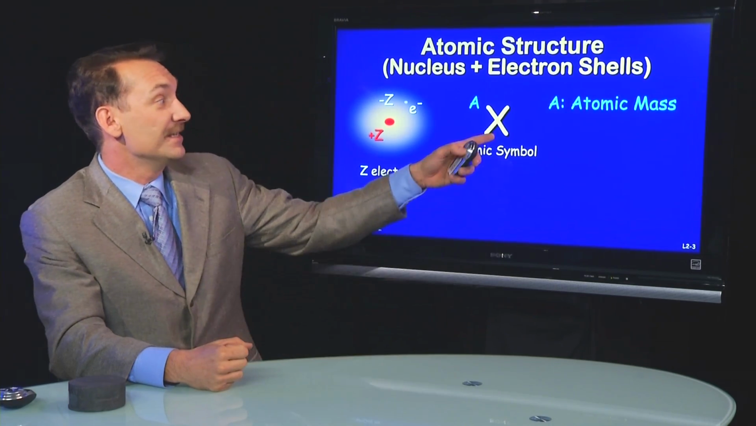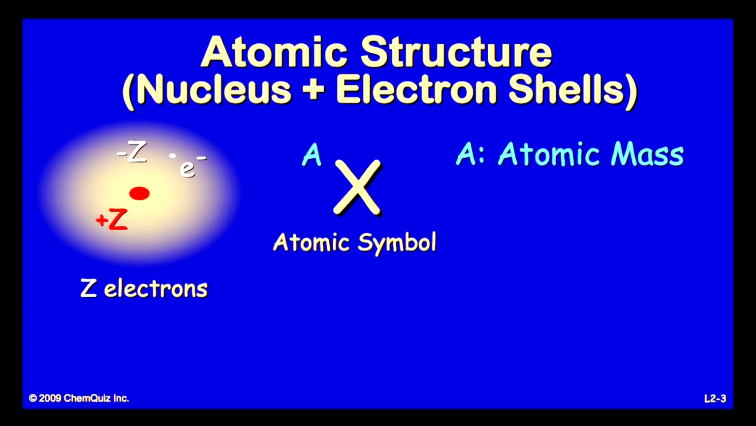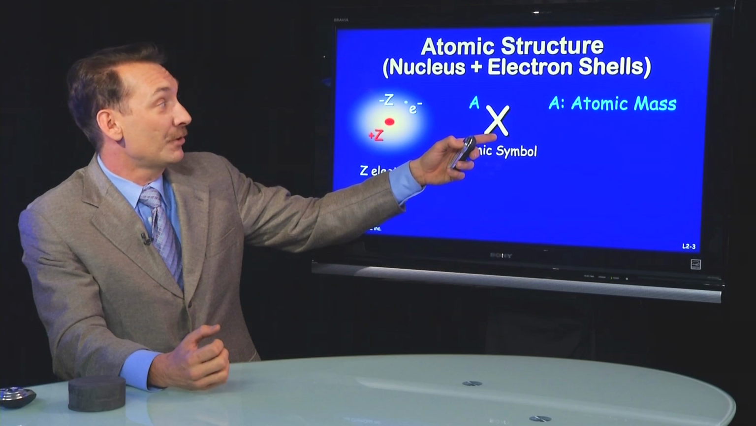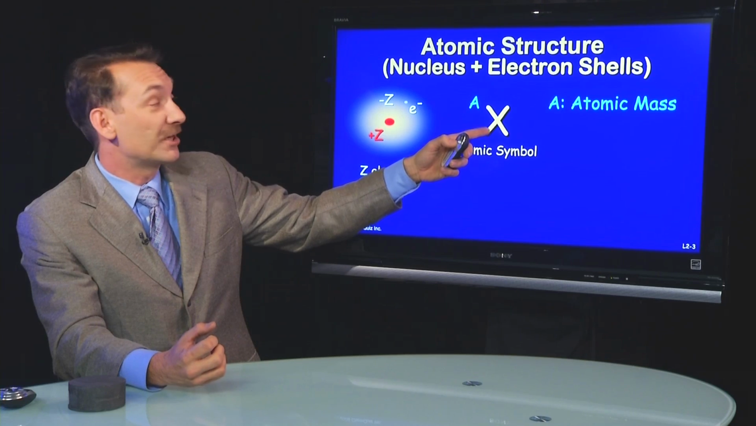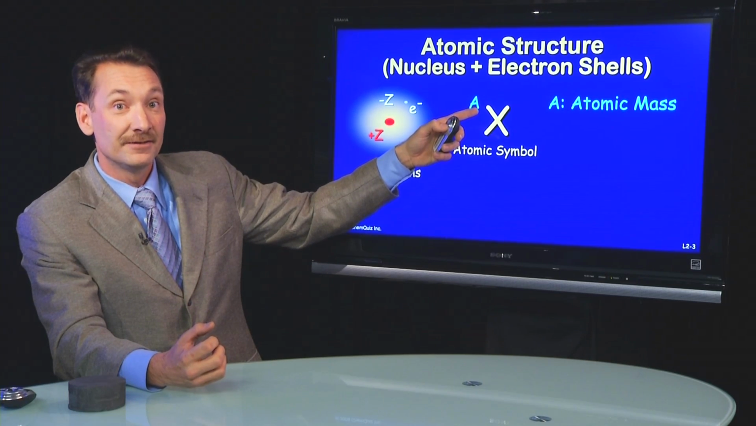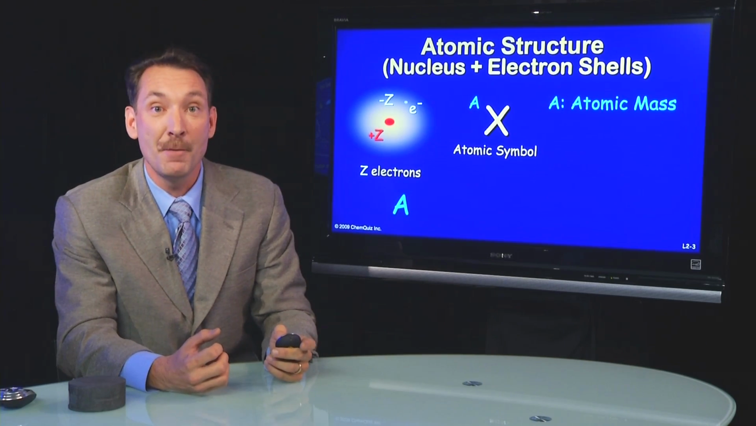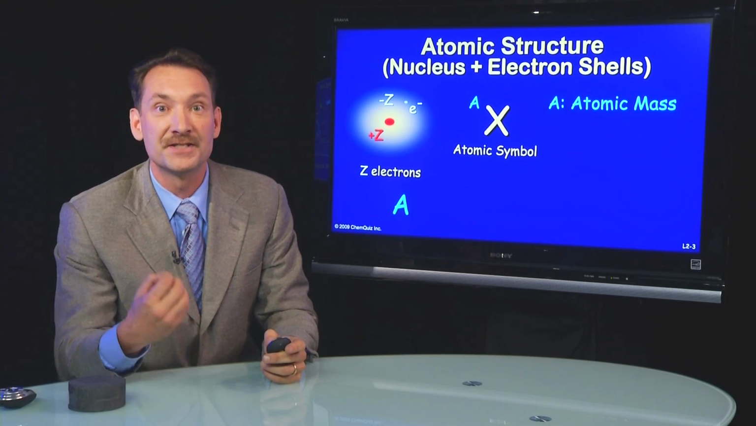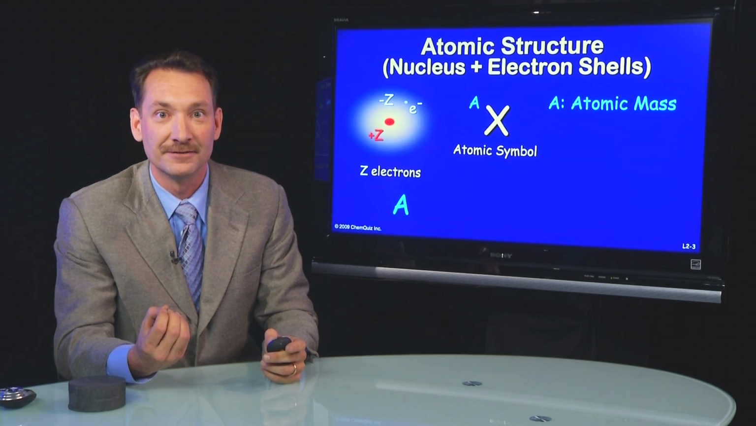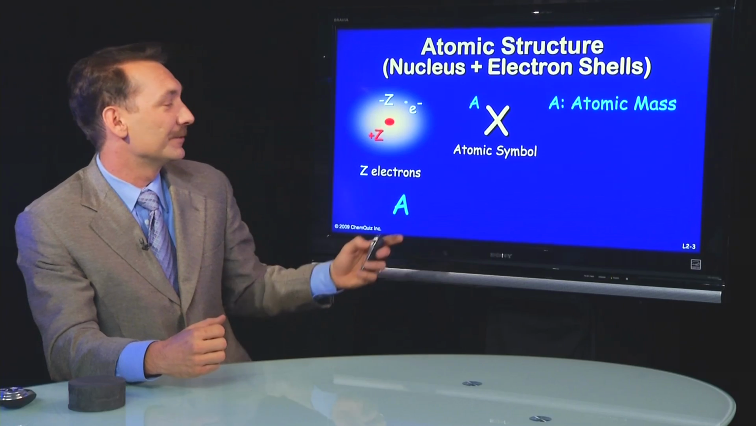If I look at these atomic symbols, we give each element a symbol. And each element symbol will have a couple properties. We can give it the atomic mass, and we can give it the atomic number. The atomic number is the number of protons in the nucleus. That's what determines the identity of the element.